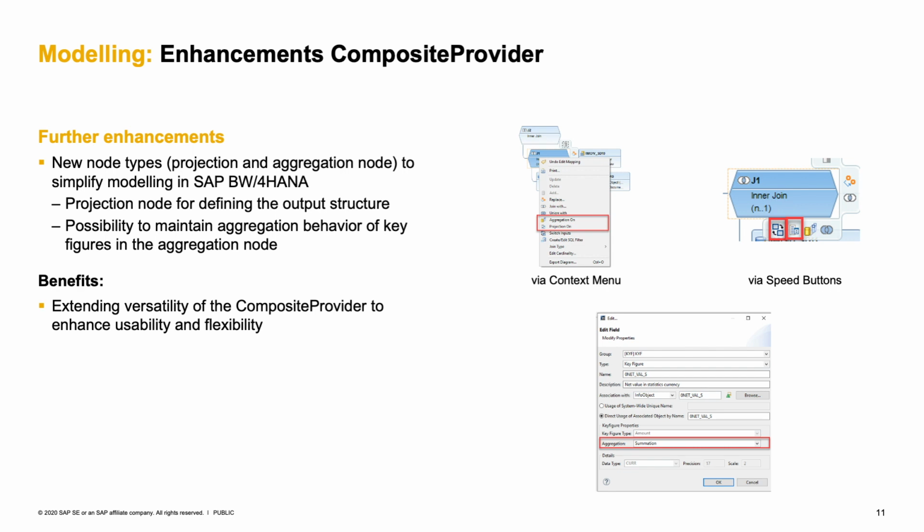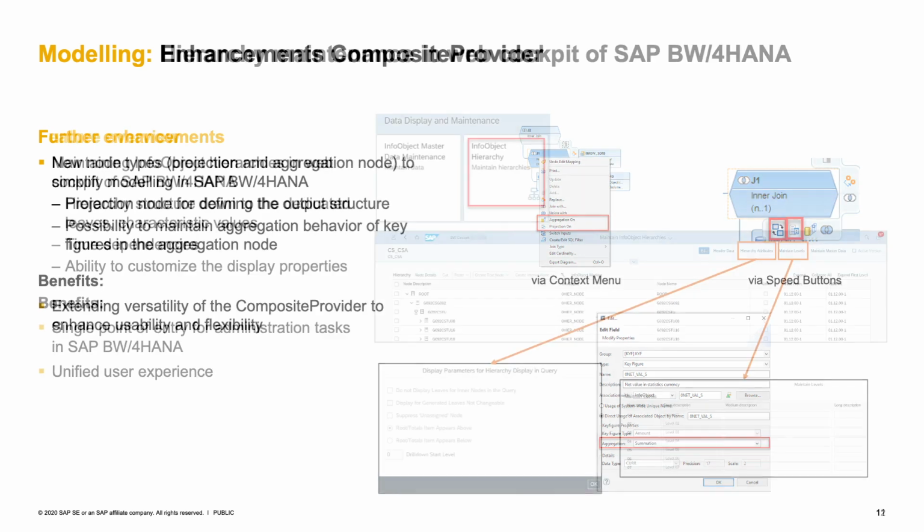Then last but not least, we are still in the area of composite provider, we added new node types. For those of you who might be familiar with view modeling on the HANA side, you might know the aggregation nodes and the projection nodes. In the past, this was one reason why you would have modeled certain parts of the scenarios natively on HANA. But now with the new feature pack, such nodes are available with the composite provider directly. That's why you can model more scenarios using the composite provider completely and to its full extent.